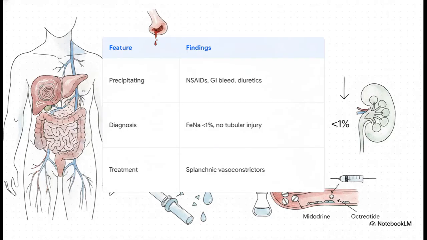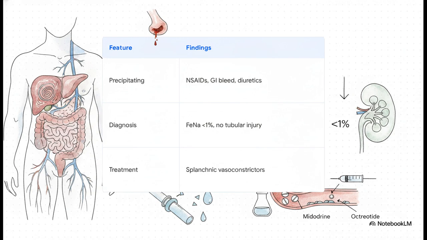If you've got a patient with advanced cirrhosis, portal hypertension, and edema, you absolutely have to watch out for hepatorenal syndrome. This happens when renal perfusion drops. It's usually triggered by things like excessive diuretic use, a GI bleed, or NSAIDs, because NSAIDs constrict those afferent arterioles. The diagnostic criteria are super specific.